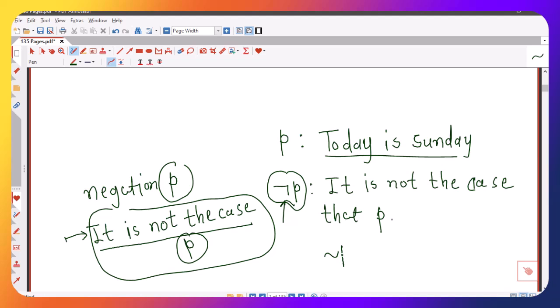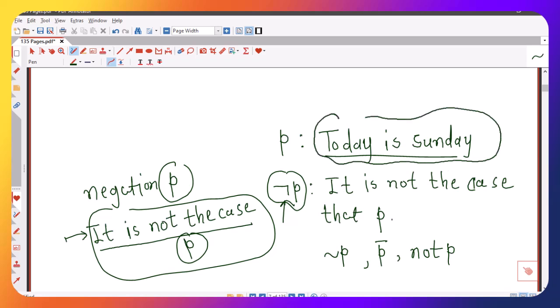Some books use different notations also. All these are notations for the negation of a proposition. In general we can write the negation of P in another way also. Instead of writing that it is not the case that today is Sunday, we can simply write that today is not Sunday, or that it is not Sunday today.